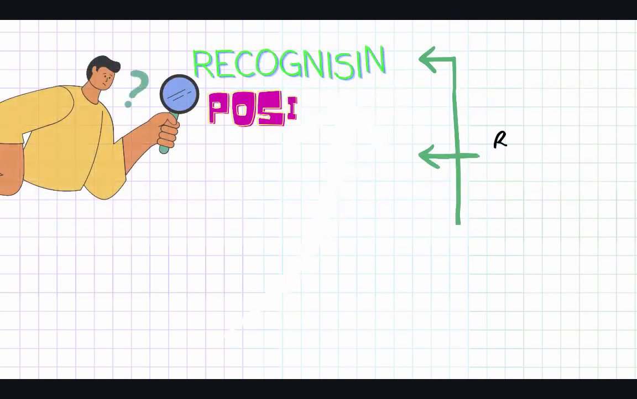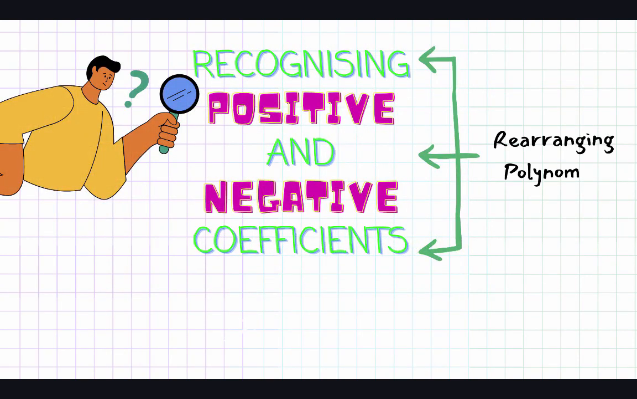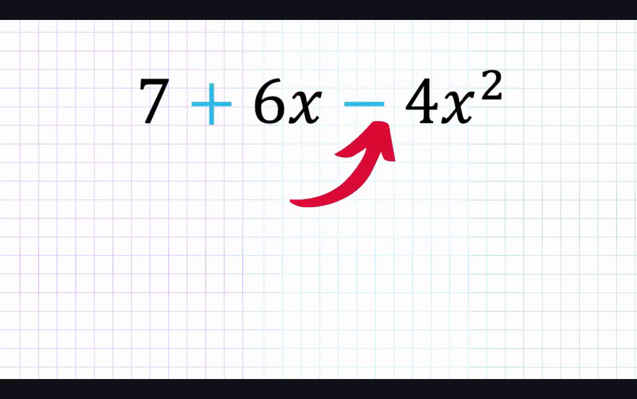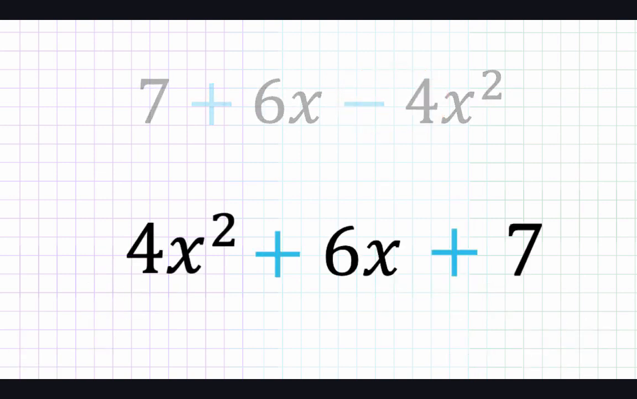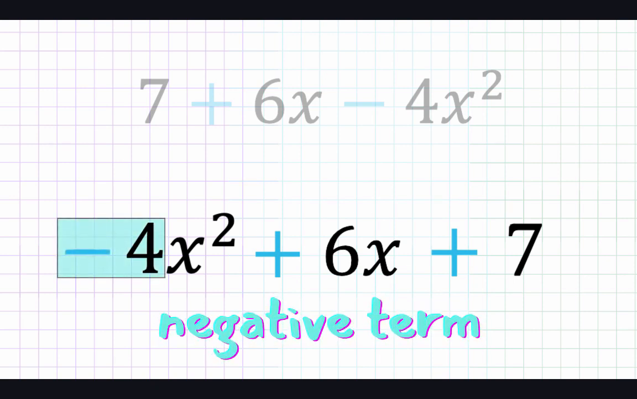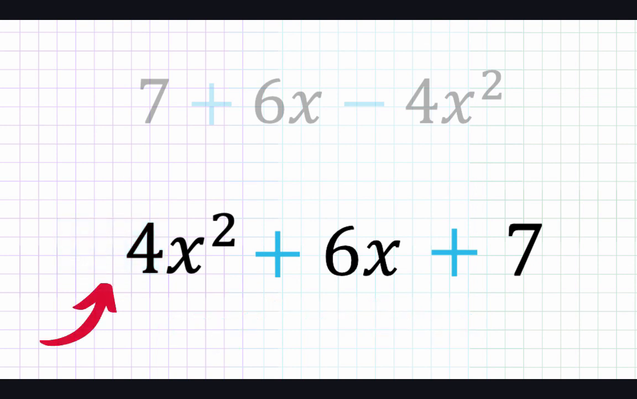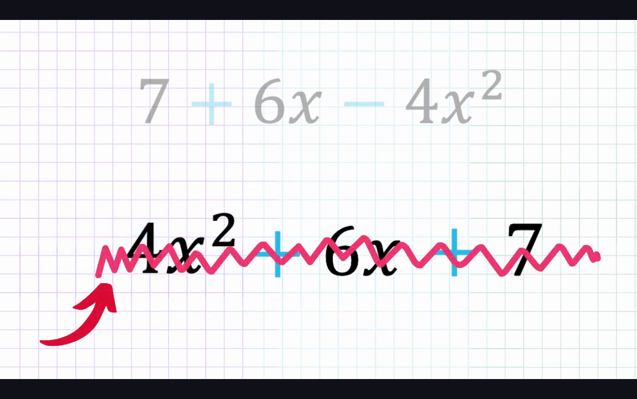And recognizing positive and negative coefficients helps us a lot when rearranging polynomials that have a mixture of positive and negative terms, like in our example here. If you think of the negative sign in front of the 4x squared term as part of its coefficient, then you'll soon realize that when we move it to the front of the polynomial, the negative sign has to come with it. It has to come because it's really a negative term. And if we don't bring the negative sign along with it, we'll be changing it to a positive term, which would actually change the overall value of the polynomial.